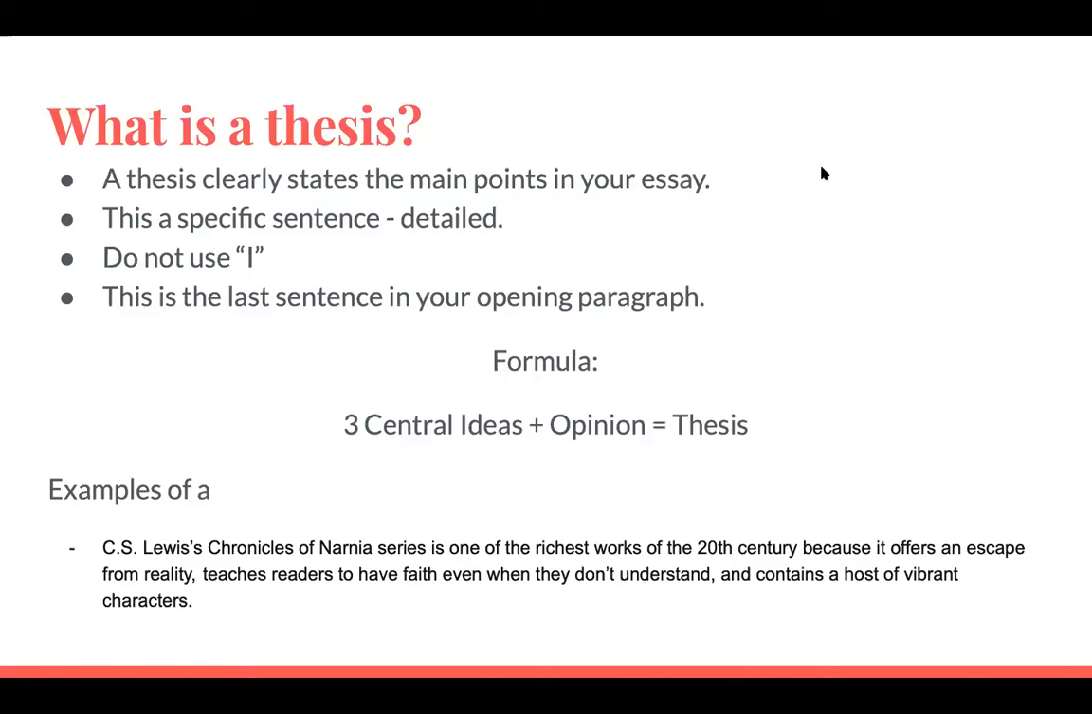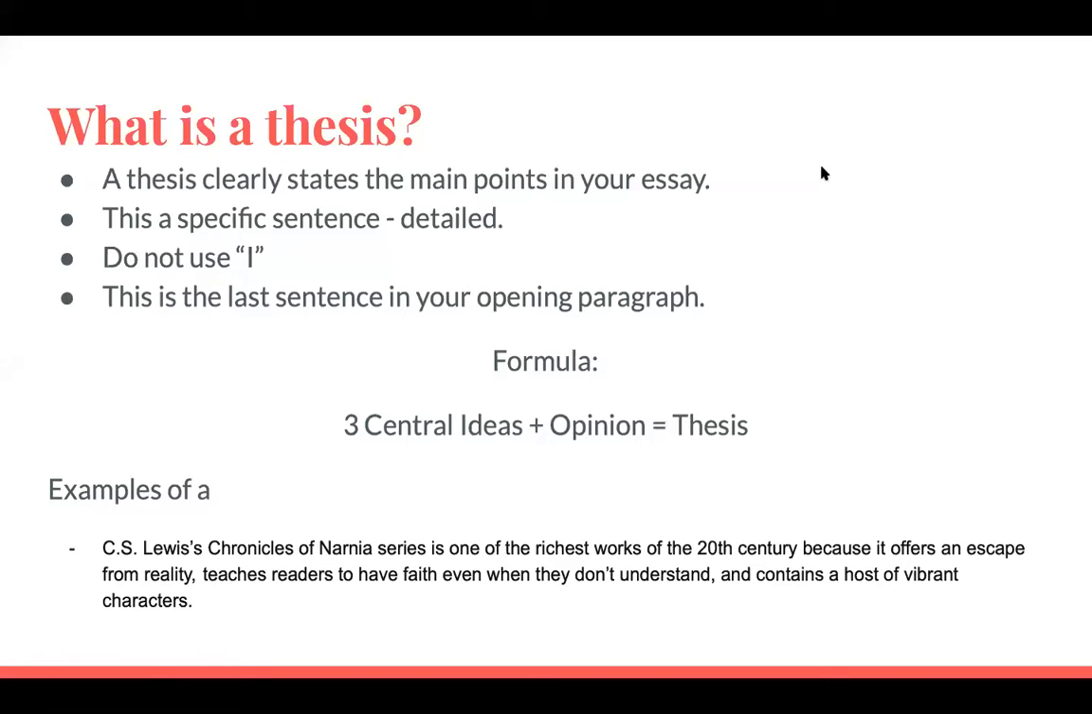So, examples of a thesis. This is a really strong thesis. C.S. Lewis's Chronicles of Narnia is one of the richest works of the 20th century because it offers an escape from reality, teaches readers to have faith even when they don't understand, and contains a host of vibrant characters. So, I'm going to erase this, and we're going to analyze this thesis. Everybody go ahead and unmute yourselves.